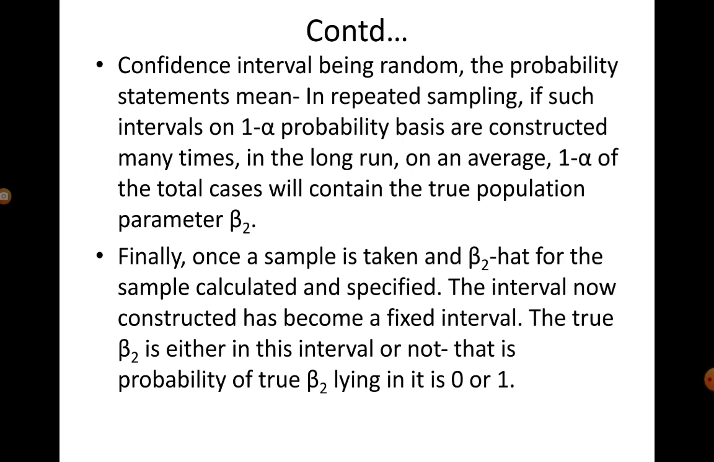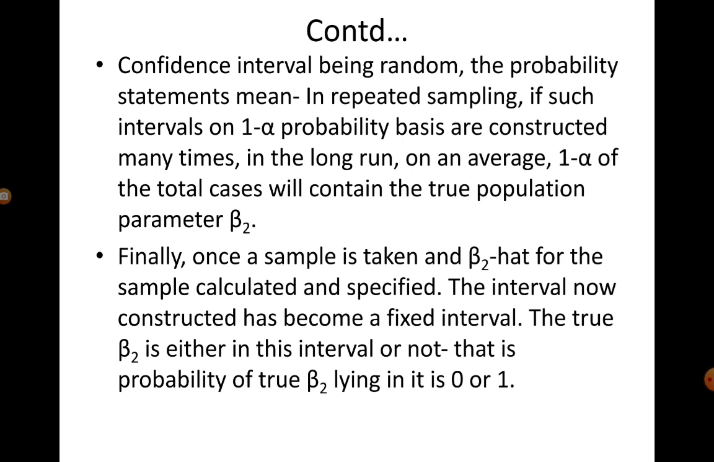It is not associated with whether beta 2 is inside the interval or not. Okay? Now, I know that beta 2 hat will vary from sample to sample. But once I have selected a sample, for that sample, my beta 2 hat value is fixed. If my beta 2 hat value is fixed for the sample, then the confidence interval based on this beta 2 hat value will also be fixed.